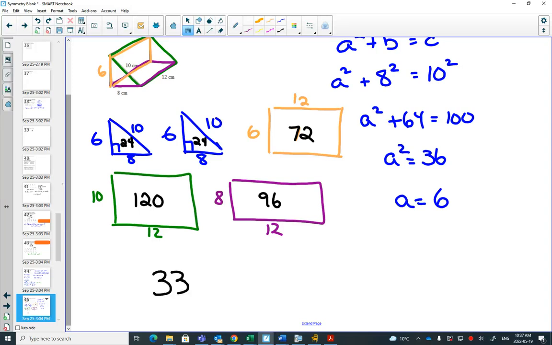Did anybody add this up? Did you get 336? And it's centimeters. So our surface area is 336 centimeters squared.